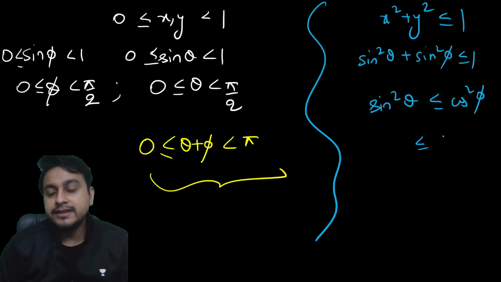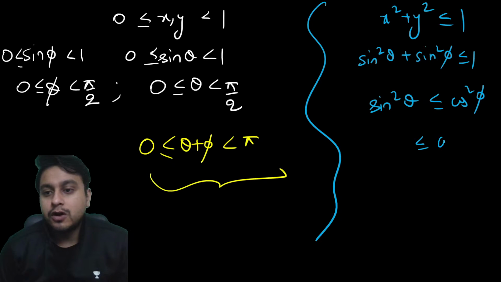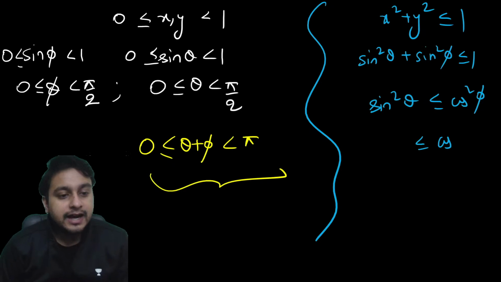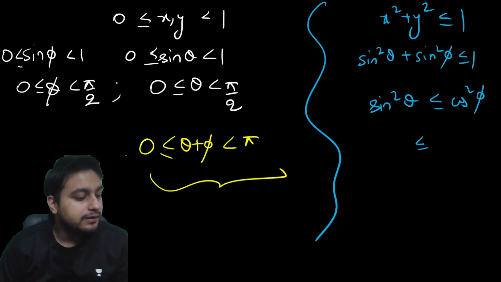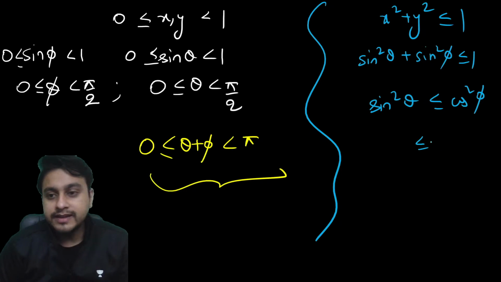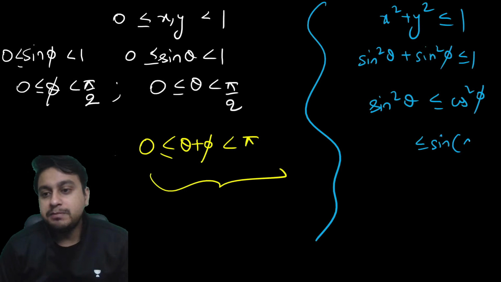Can I write this as, guys, cos theta can be written as sine 90 minus theta, everyone? Great. So what is happening is, guys, here we will write sine (pi by 2 minus phi) square.